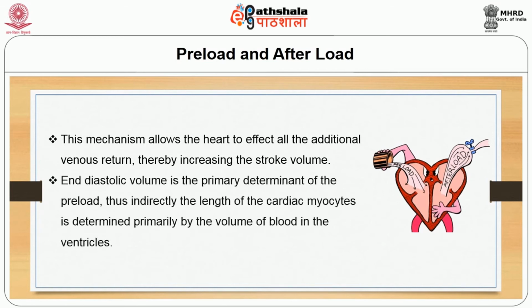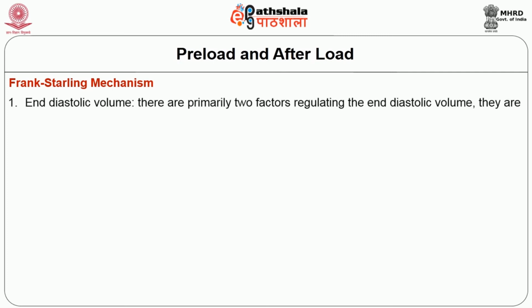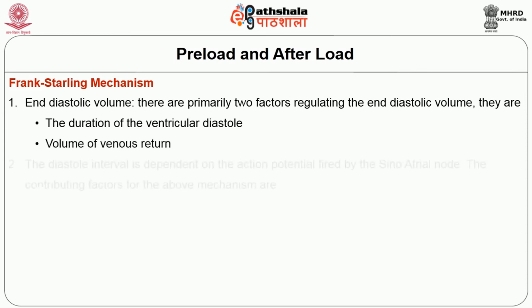End diastolic volume is the primary determinant of the preload. Thus, indirectly, the length of the cardiac myocyte is determined primarily by the volume of blood in the ventricles. That is the Frank-Starling mechanism. There are primarily two factors regulating the end diastolic volume. They are the duration of the ventricular diastole and the volume of venous return.